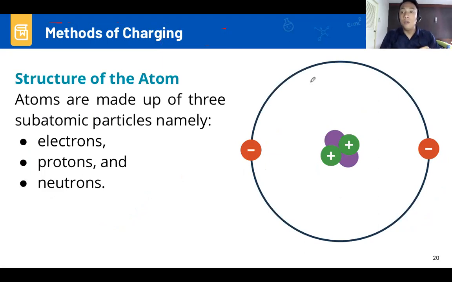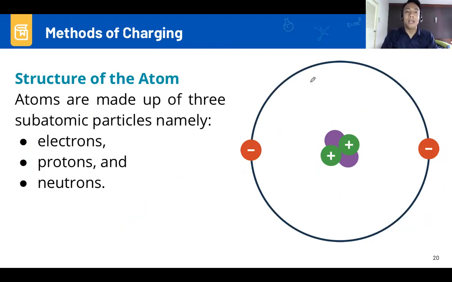Now, this is just a review sa inyong science of grade 9, I think, sa chemistry. Okay? So we have the structure of an atom. Again, atom, ito yung pinakamaliit na bagay na makikita sa atin or sa lahat ng bagay. All things has, you know, what we call atoms. So ito yung pinakamaliit na particle sa buong kalawak.